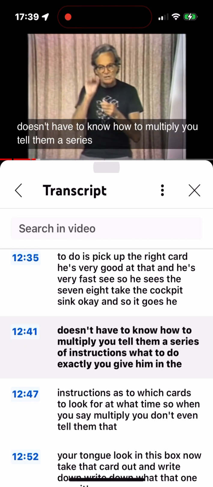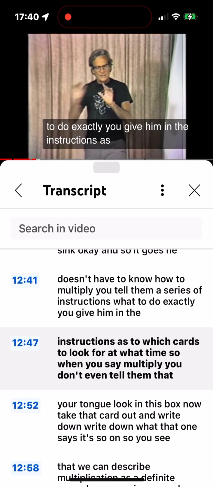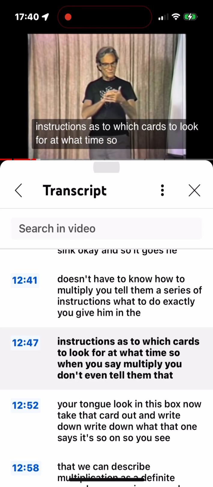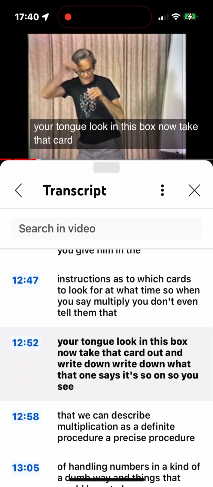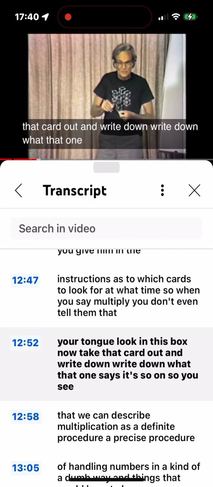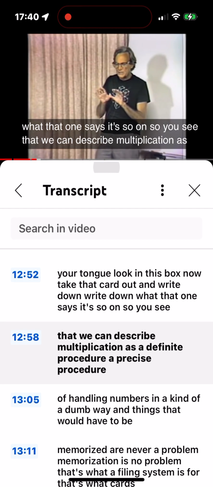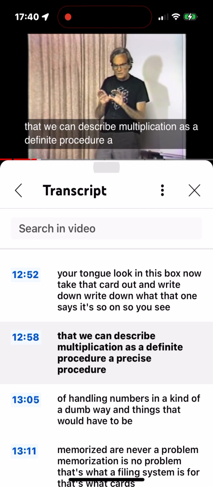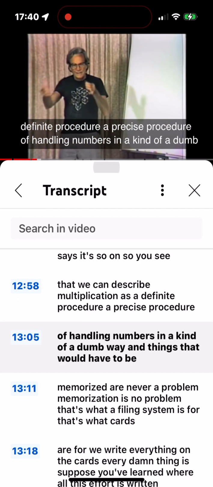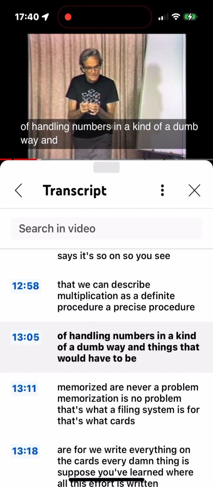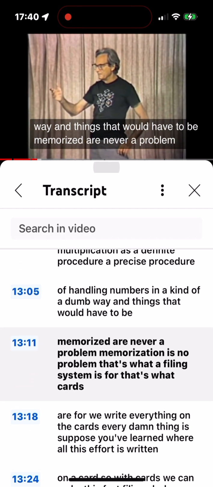You tell him a series of instructions, what to do exactly. You give him the instructions as to which cards to look for at what time. So when you say multiply, you don't even tell him that. You tell him, look in this box now, take that card out and write down what that one says, and so on. So you see that we can describe multiplication as a definite procedure, a precise procedure of handling numbers in a kind of a dumb way, and things that would have to be memorized are never a problem.